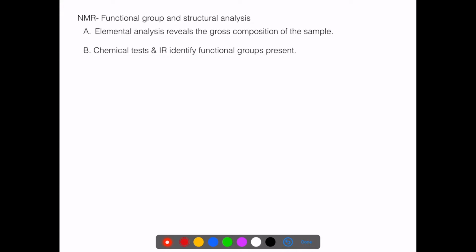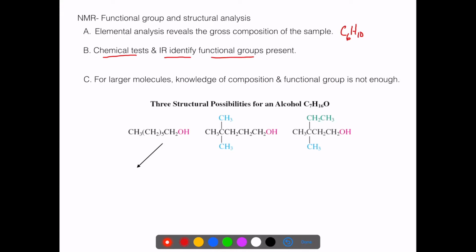So for instance, if we did some experiments such as elemental analysis, like you might do in general chemistry, you might do in quant chemistry, that gives us gross composition. So that might be C6H10 or something along those lines. We could also do some chemical tests to determine various functional groups that are present. IR gives us some identity of the types of functional groups that are present.